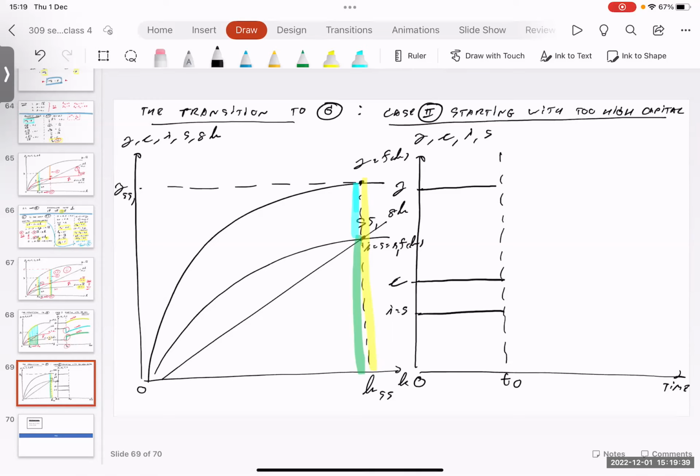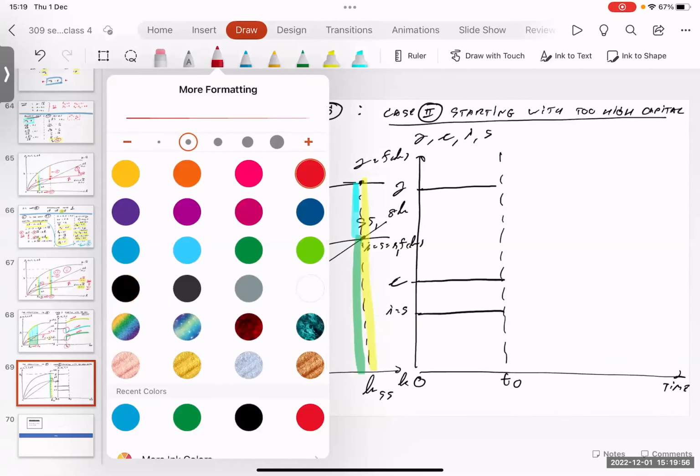Okay, if you're doing nothing, Y is going to be stable. Consumption is going to be stable. Investment and saving is going to be stable. Never change, never going up, never going down, if you didn't change anything. However, until one day, time T0, your country decides to change the policy.